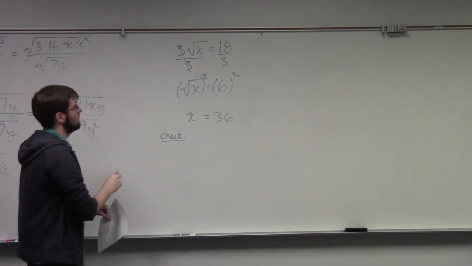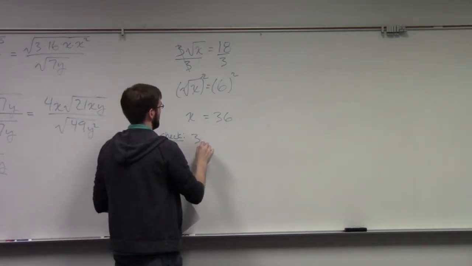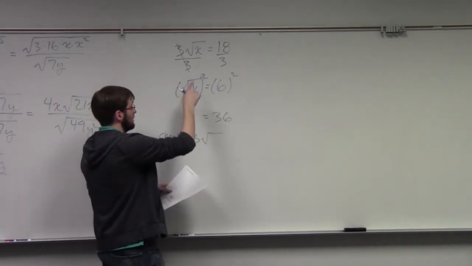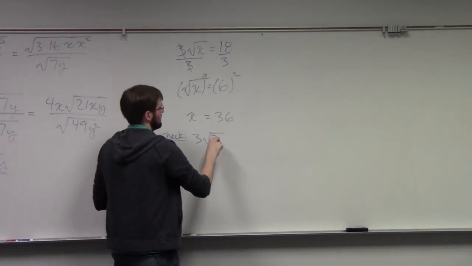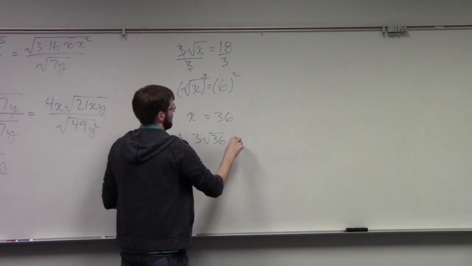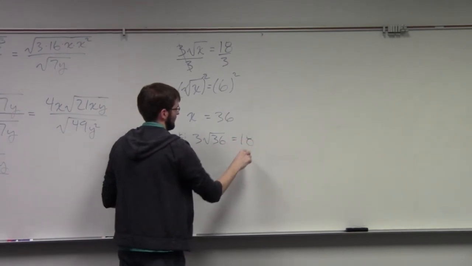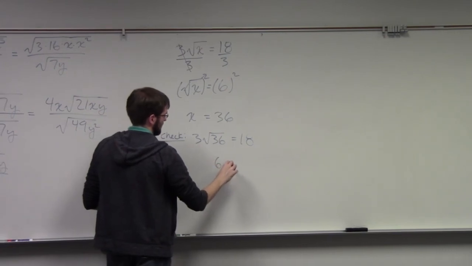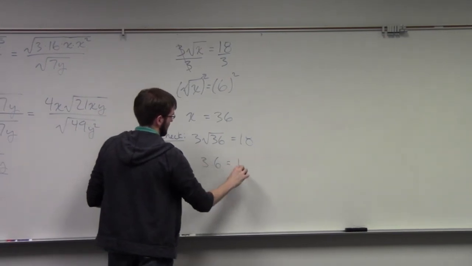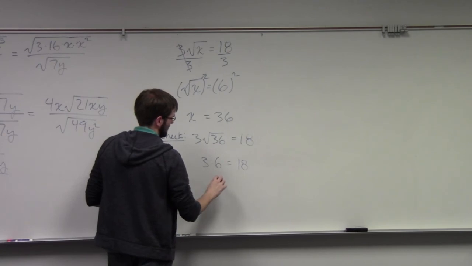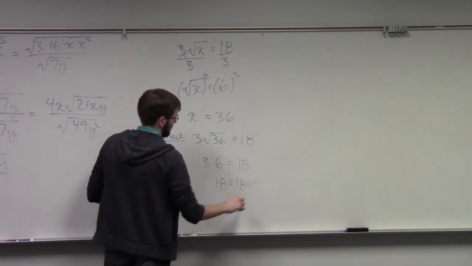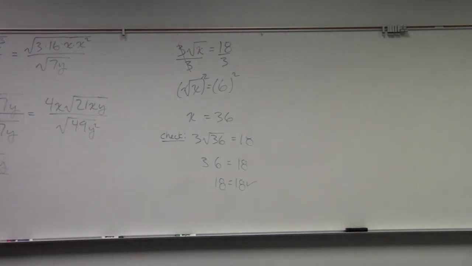So you want to check. I go back to the original problem. Wherever there's an x, I'm going to plug in my answer. So there was an x right here, so I'm going to plug in 36, and it's supposed to equal 18. The square root of 36 is 6, and 3 times 6 is 18. So I get 18 on both sides, so my answer checks out.